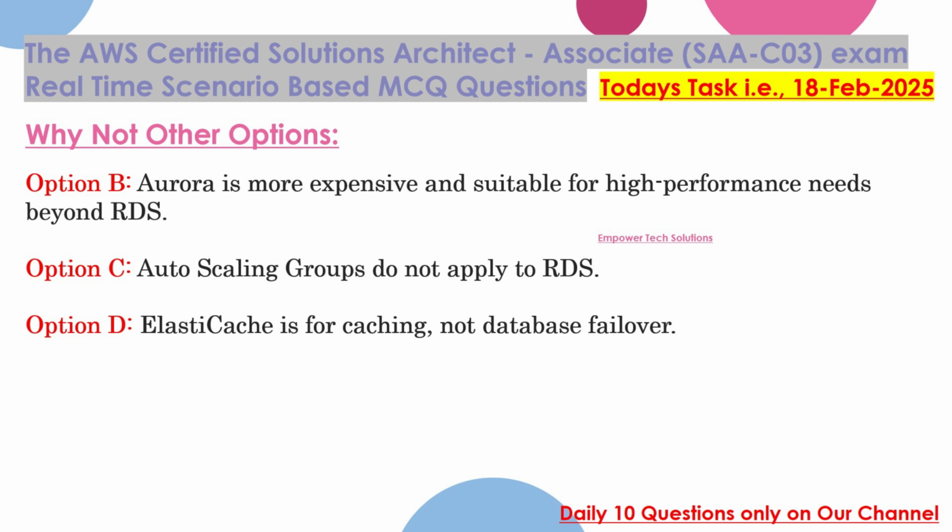Why not other options? Option B. Aurora is more expensive and suitable for high-performance needs beyond RDS. Option C. Auto-scaling groups do not apply to RDS. Option D. ElastiCache is for caching, not database failover.